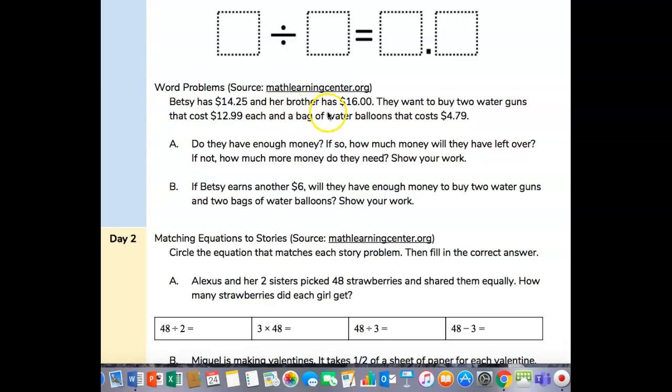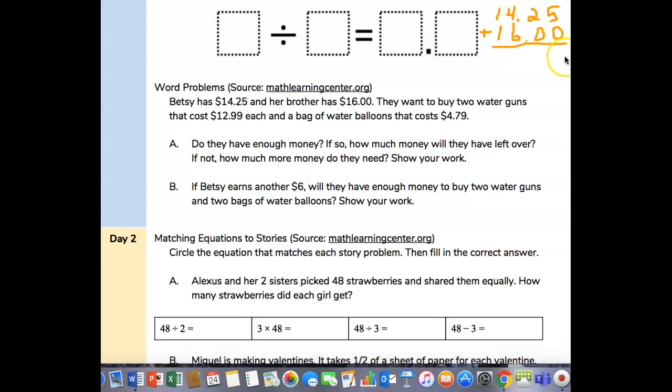So let's look and see what we have to do first. Betsy has $14.25. It's got several questions in it, so you're going to answer more than one question. And as you get up in math, you're going to have more and more of these kinds of problems. $14.25, that's what Betsy has. Her brother has $16. So let's see how much they have all together. So we're just going to add those.